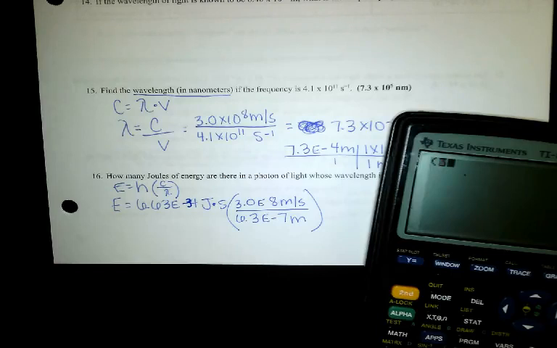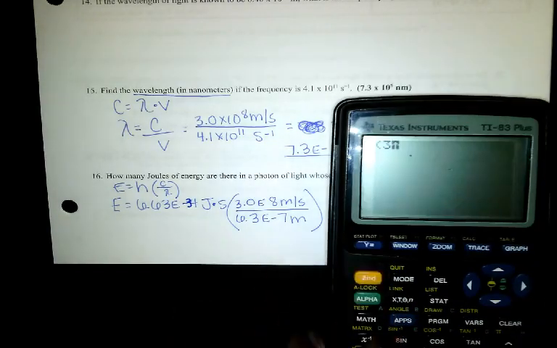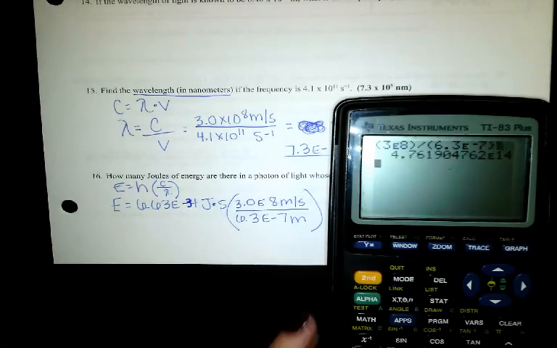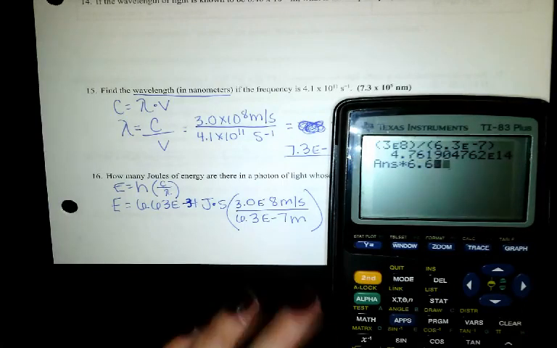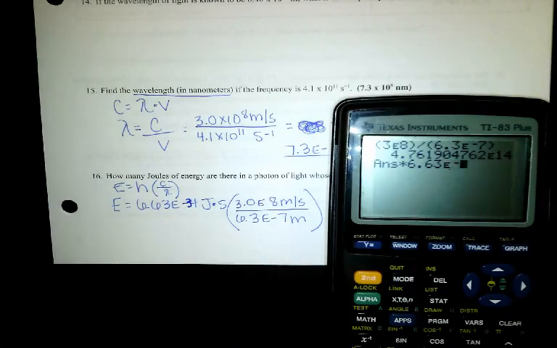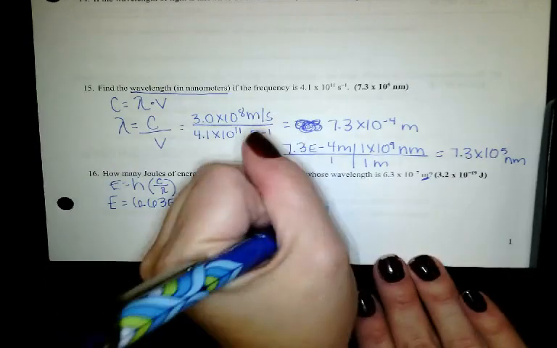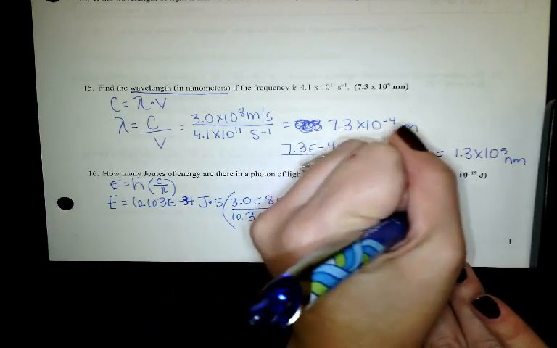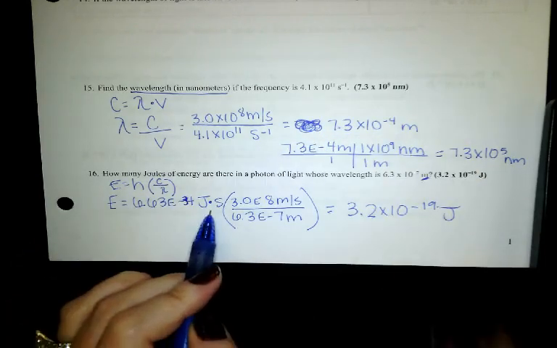3E8 divided by 6.3 E negative 7, and that's going to be times 6.63 E negative 34. There we go. And so we're going to get 3.2 times 10 to the negative 19th, and our unit is joules. That joules comes from Planck's constant.